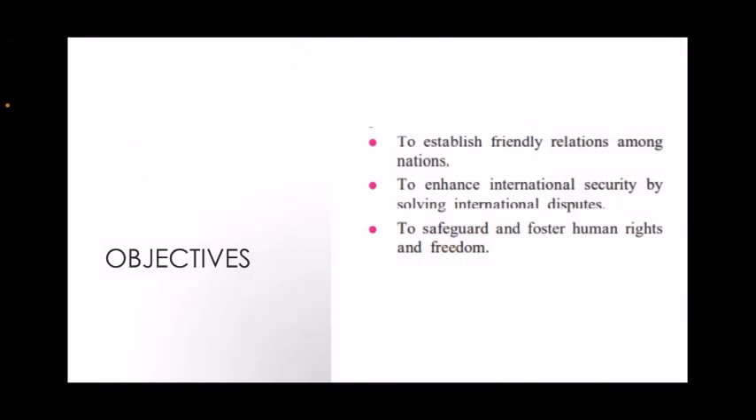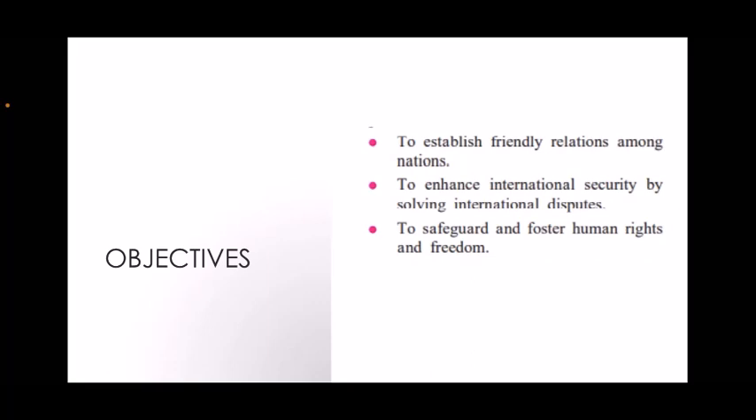Objectives of the United Nations. Today, there are 193 members of this organization. The United Nations takes up all necessary measures for establishing international peace. Some of its objectives are to establish friendly relations among nations, to enhance international security by solving international disputes, to safeguard and foster human rights and freedom. Another aim was enhancing economic cooperation at the international level.